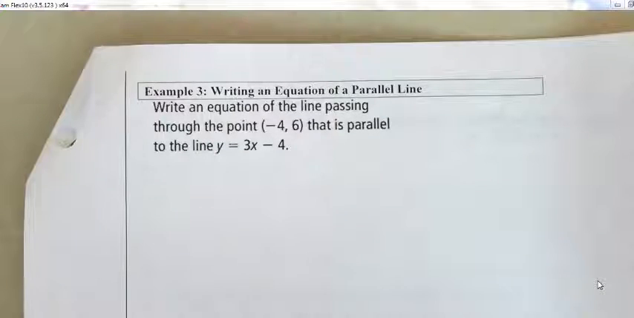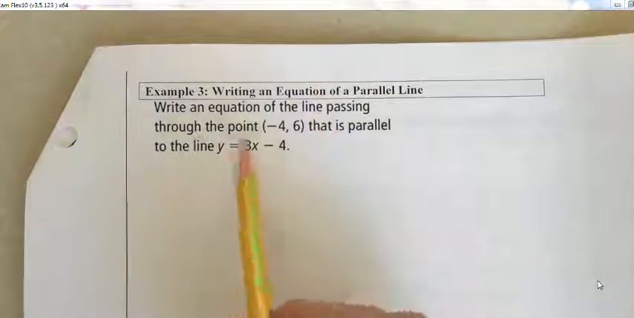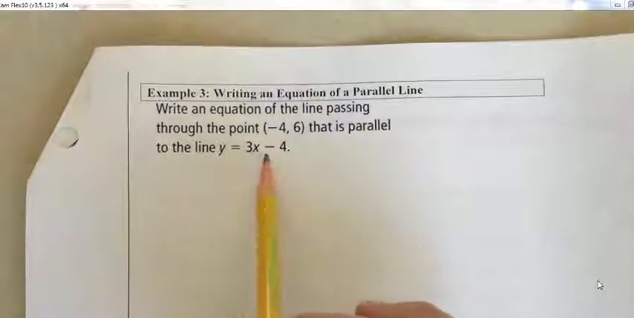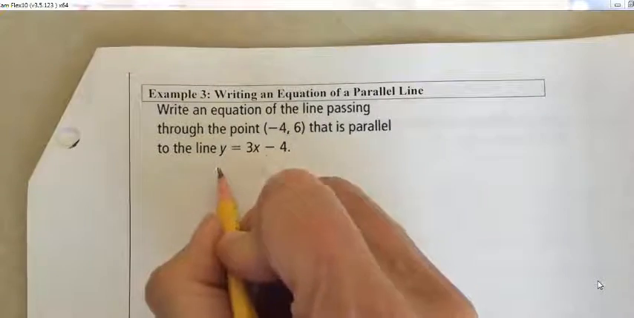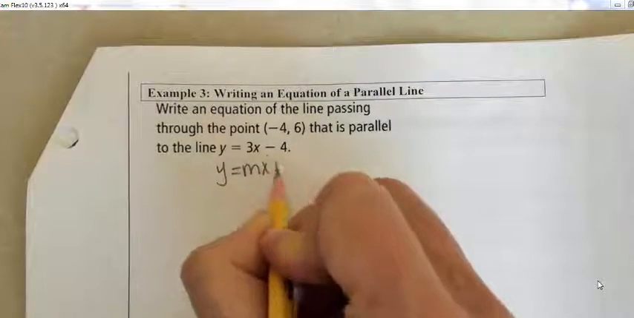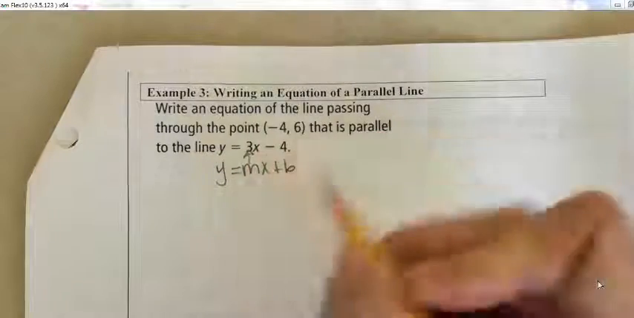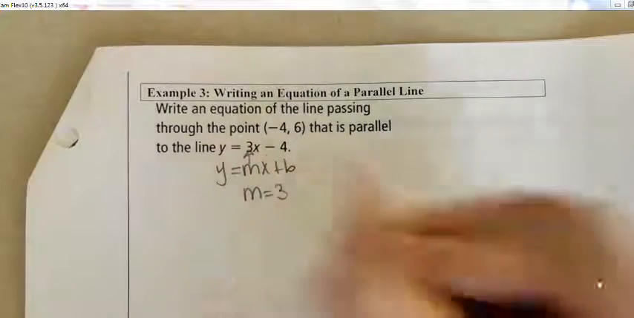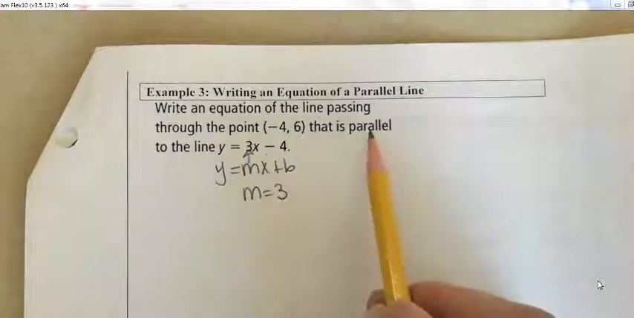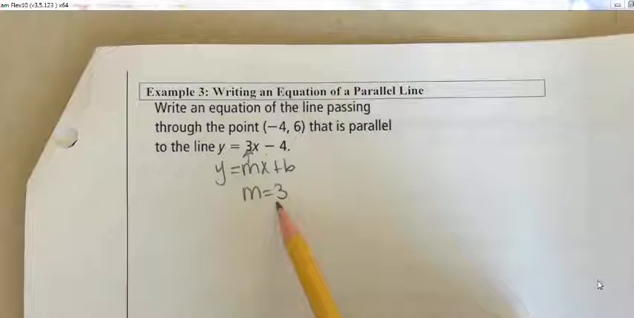All right, next one. Writing an equation of a parallel line. So we're going to write an equation of the line passing through this point that is parallel to this line. Well, this line is given to us in slope-intercept form. So right away, I know the slope, right? My slope here is 3. And if I'm looking for a parallel line, the slope is going to be the same, right? Because parallel lines have the exact same slope.